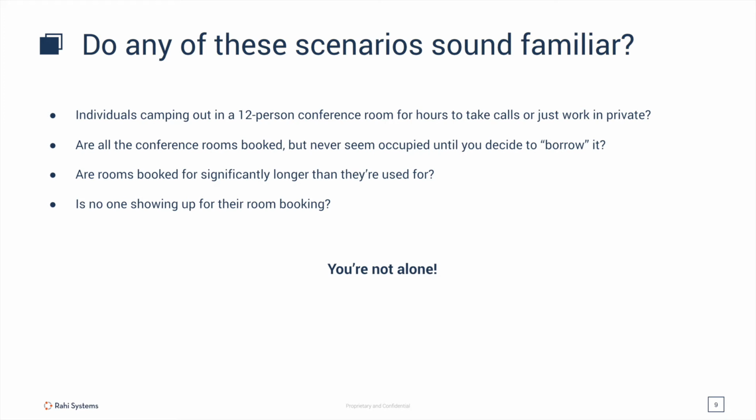So we've hopefully set you up effectively to look at your next space with AV and these solutions in mind. But what happens if you're already in trouble in your existing space? Do any of these scenarios sound familiar? Individuals camping out in a 12-person conference room for hours on end to take calls or just work in private.